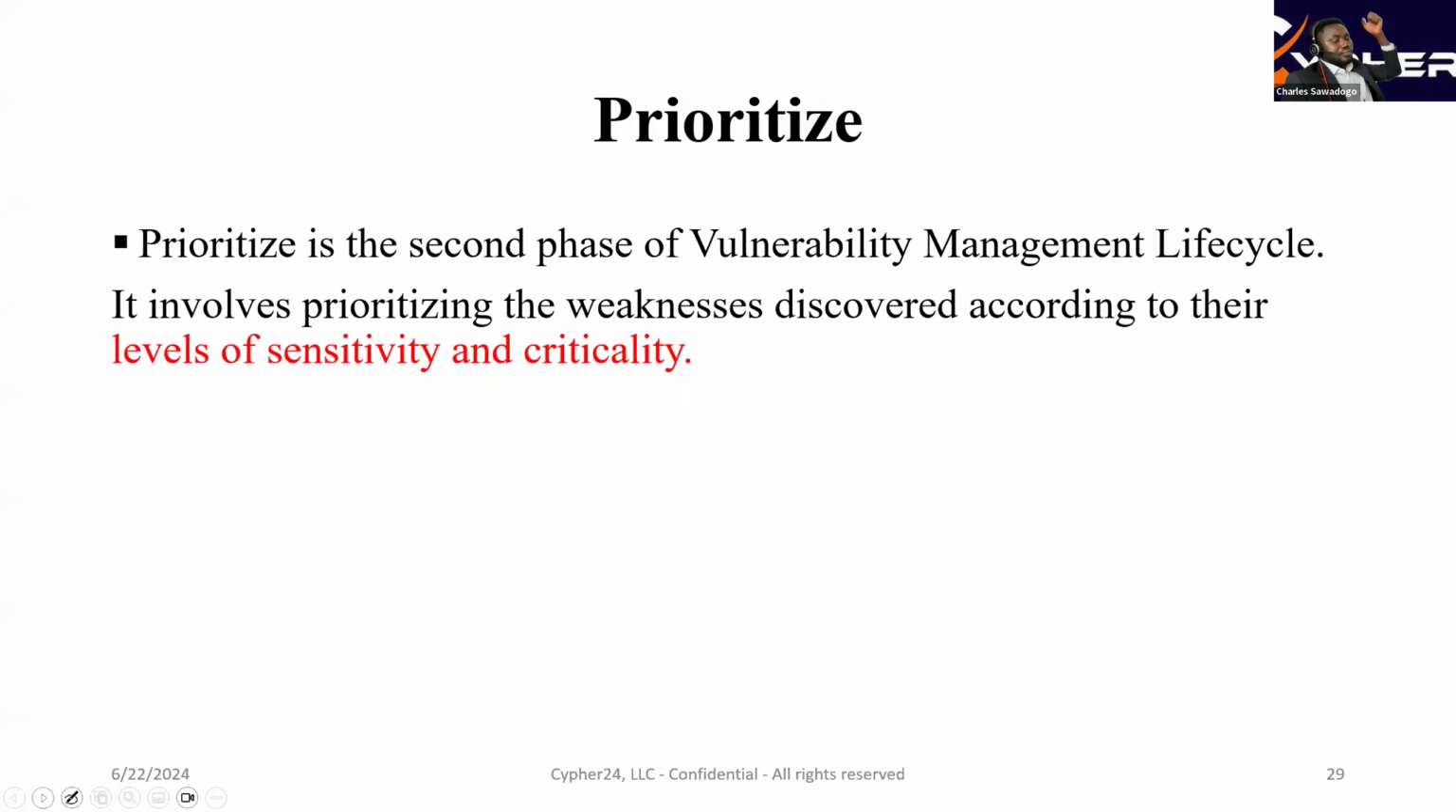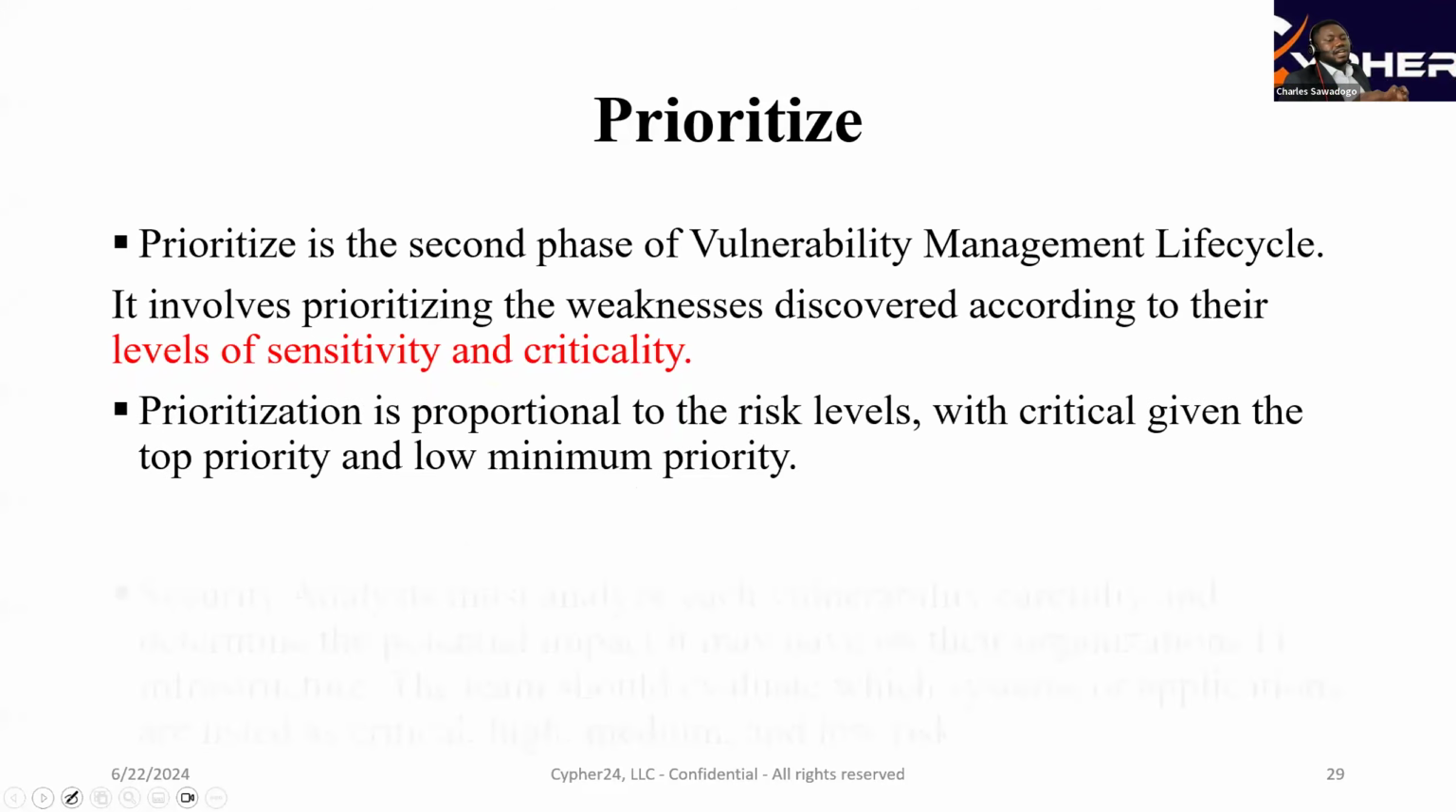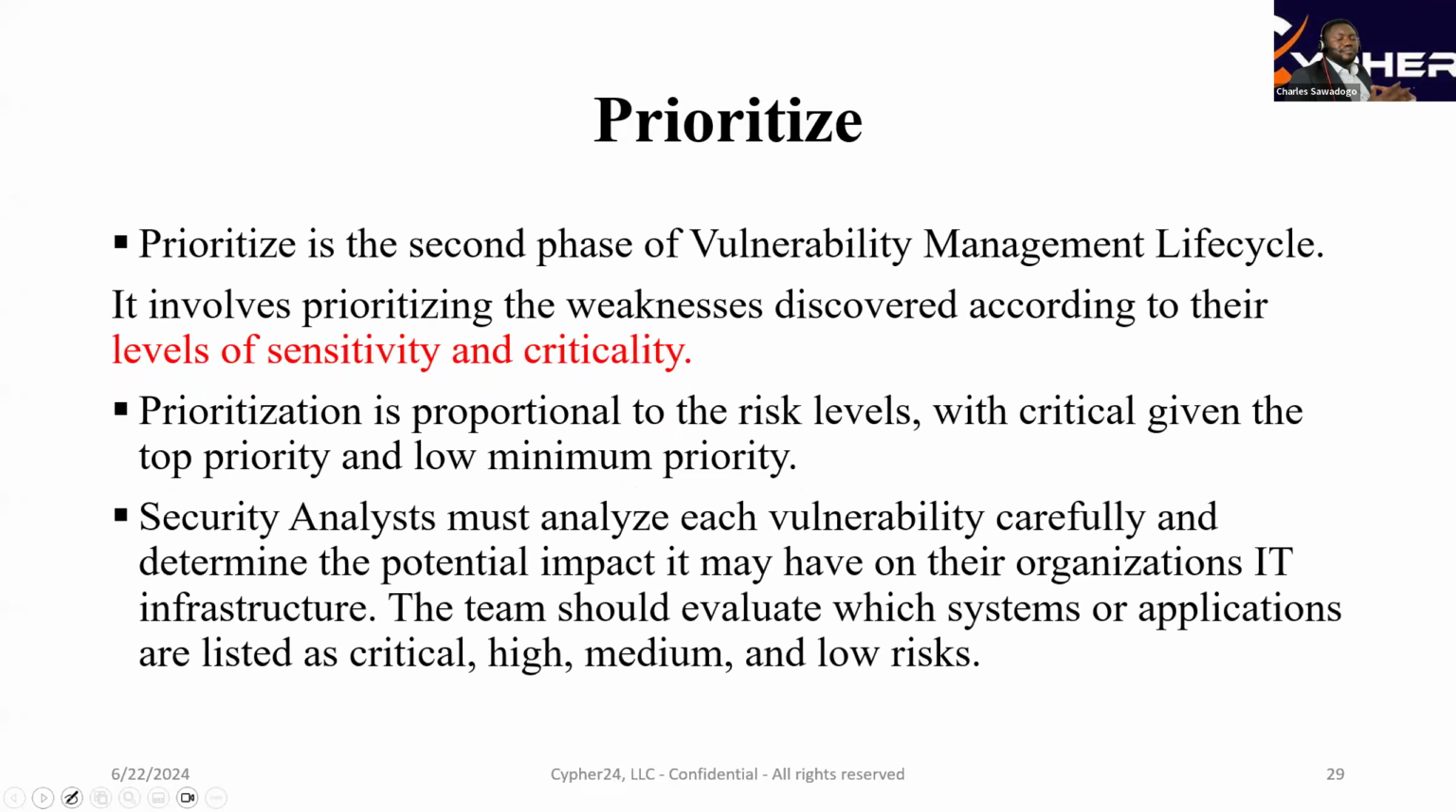Now, prioritization is the second phase of the vulnerability management lifecycle, and it involves prioritizing the weaknesses discovered according to their level of sensitivity and criticality. You can prioritize them proportional to the risk level. Security analysts must analyze each vulnerability carefully and determine the potential impact it may have on their organization's IT infrastructure. The team should evaluate which systems or applications are listed as critical, high, medium, and low risks. So your goal is to analyze your findings.